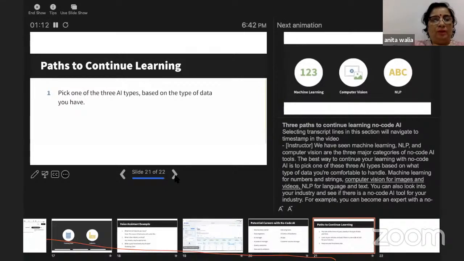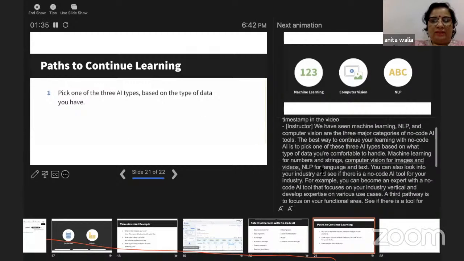So how do you continue and learn yourself? I don't want to just leave you here. I've given you a limited idea that this is how the no code AI tool can work and solve prescriptive and predictive problems and train the AI with supervised learning. But how do you go ahead and learn this further?